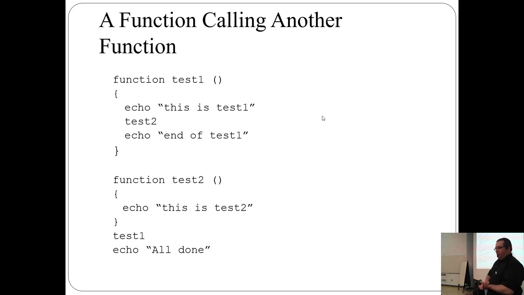So for example, if you did function test one, echo this is test one, test two, the end of test one, then you have the other function, and you call test one, the good news is by the time you've called test one, test two has been declared. So you could actually put test two up here, then test one, or test one that calls test two. As long as the command calling test one is after all the functions that have been declared, it'll work.